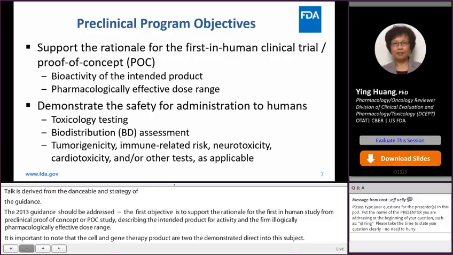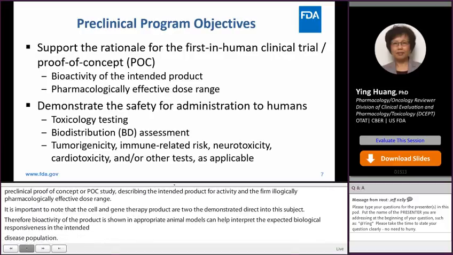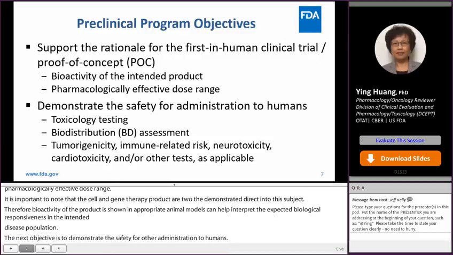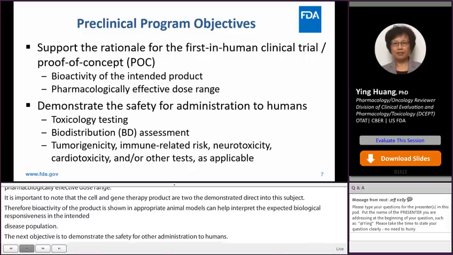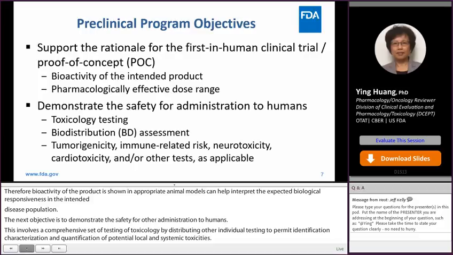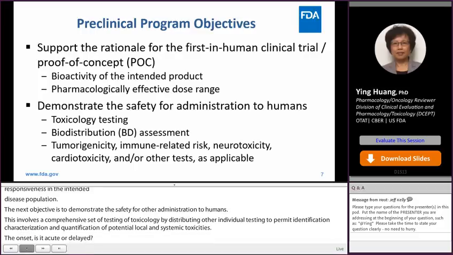This involves a comprehensive set of testing of toxicology, biodistribution, and other individual testing to permit identification, characterization, and quantification of potential local and systemic toxicities, their onset, that is acute or delayed, the possibility for resolution of any toxicities, and the effect of product dose level on toxicity findings.